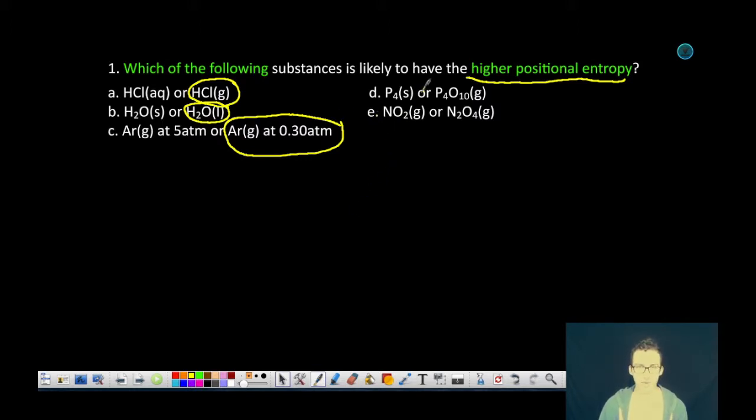Part D, we've got a solid and we've got a gas. This one, the gas is going to be more disordered than the solid will. Additionally, it's just a more complex molecule, so we would anticipate a greater amount of disorder in the P4O10 versus just the solid P4. In the last example here, we've got NO2, we've got N2O4, both gases.